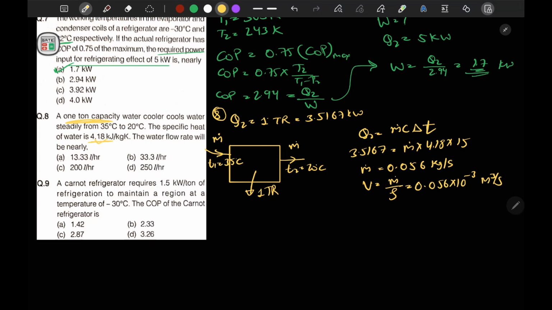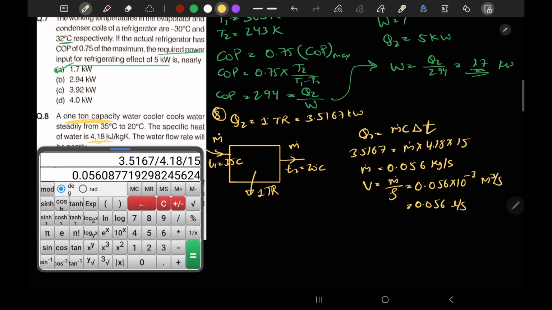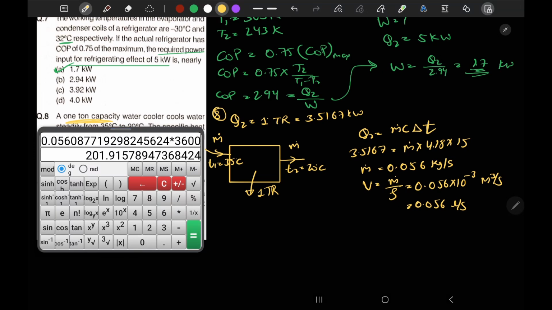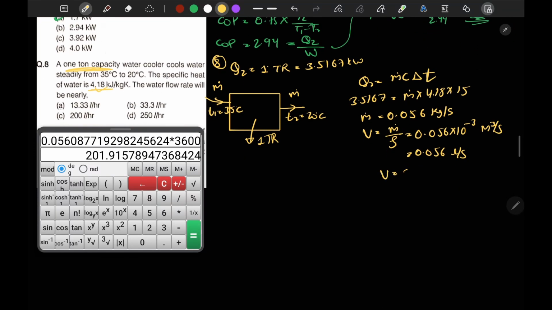Now we have to calculate it in terms of liters. We know that 1 meter cube is 1000 liter, so 1 liter is equal to 10 to the power minus 3 meter cube. So we can write it as 0.056 liter per second. Since we have to find it in terms of per hour, we multiply it by 3600. So we get V equal to 201.9 liter per hour. So our nearest option is C.